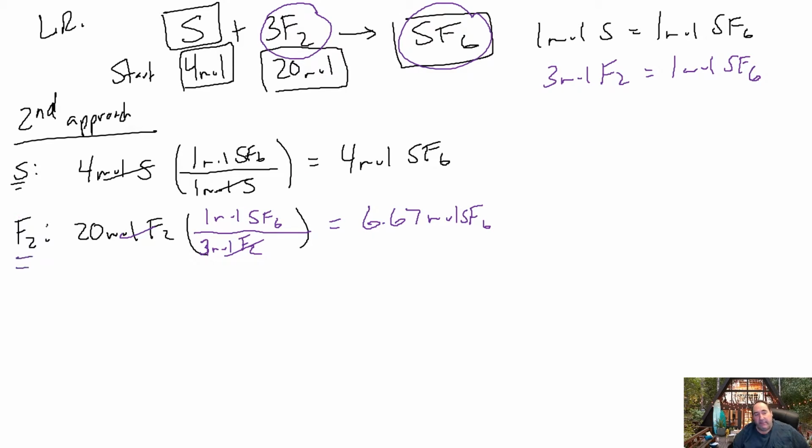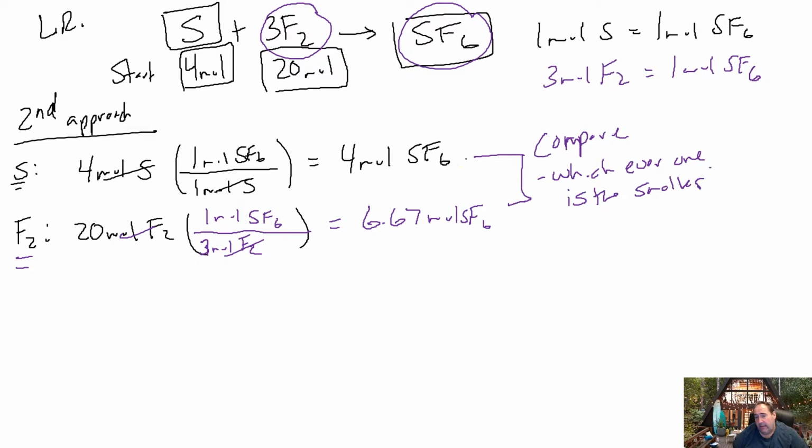So in the second approach here, what you do is an individual calculation between each reactant and the product of interest. And what you're going to then do is compare. Now, at this point, I did stop in moles. You could go all the way to grams and figure out how many grams of each one. Again, we use the molar mass of SF6 to do so. But we would compare, and whichever one is the smallest would be both your limiting reagent and your theoretical yield.